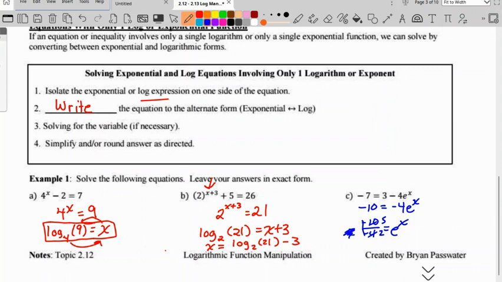So Sid, can you help me with that? What's that going to look like? Natural log of 5/2 equals x. Base e of 5/2 equals x. So you were right to just say natural log, because natural log means that it's base e. So natural log of 5/2 is x.